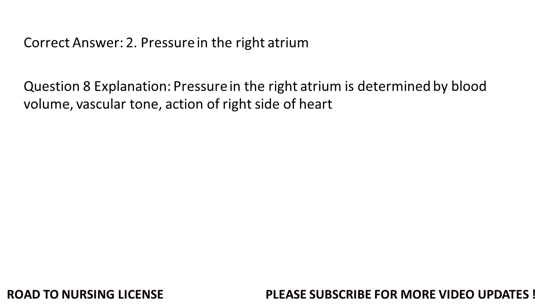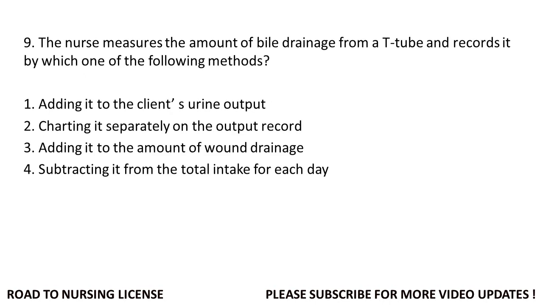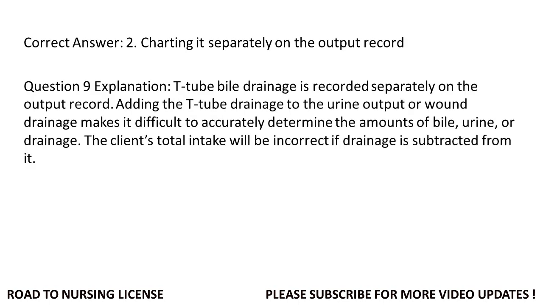Question 8 Explanation. Pressure in the right atrium is determined by blood volume, vascular tone, action of right side of heart. Question 9. The nurse measures the amount of bile drainage from a T-tube and records it by which one of the following methods? 1. Adding it to the client's urine output. 2. Charting it separately on the output record. 3. Adding it to the amount of wound drainage. 4. Subtracting it from the total intake for each day. Correct answer, 2. Charting it separately on the output record.